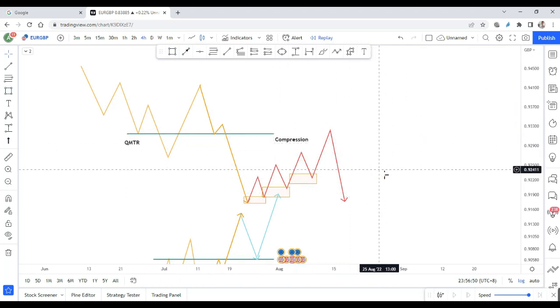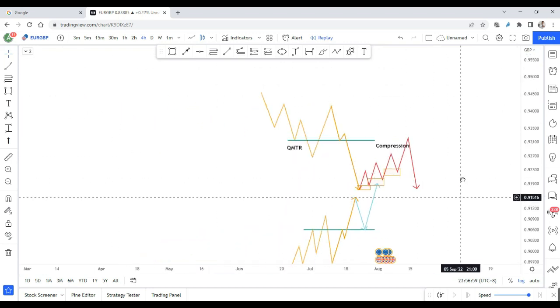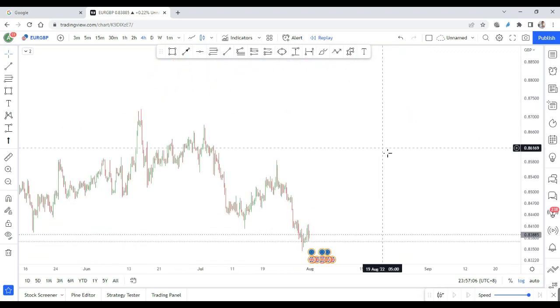I'm going to show two examples which happened very recently. The first example here is Euro GBP. The Euro GBP example is not really that clear, but later there's another example. It's very, very clear.